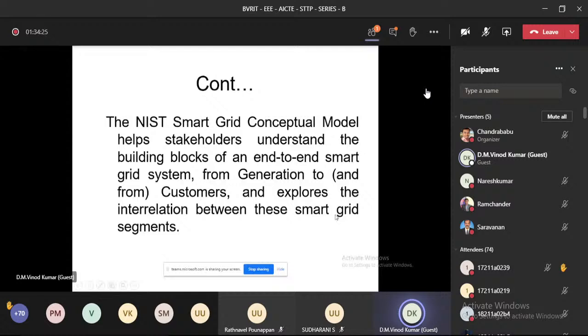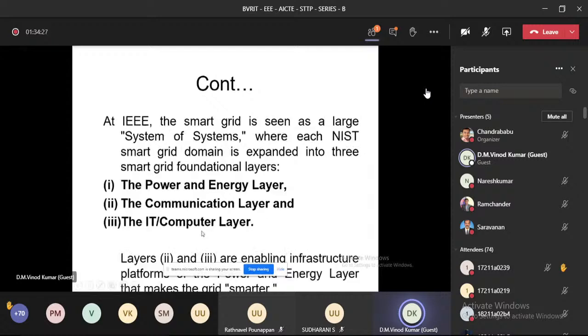And this smart grid, as I mentioned, combines the power system, power electronics, two-way communication, as well as IT, information technology. Therefore, in the smart grid, what people are doing is that the power and energy layer, okay, three layers, the concept they came up with. In the power and energy layer, power system and power electronics will be there, and then the communication layer, and another one is the IT layer. Therefore, this is a conceptual model of the smart grid.